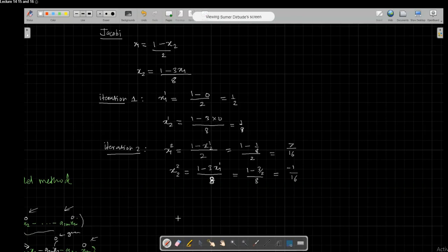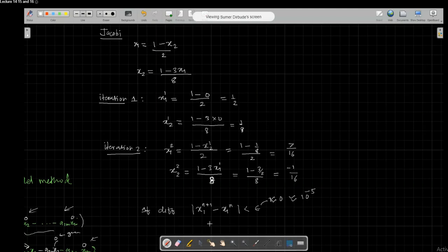Okay, and when to stop? When we find that the difference between the previous iteration and the next, like if the difference between x1 at the n plus 1 iteration minus x1 at the n iteration, the magnitude of this is less than some very small number, which is close to 0. So close to 0 means 10 to the power of minus 5 or minus 6.